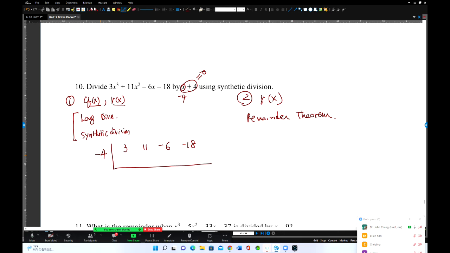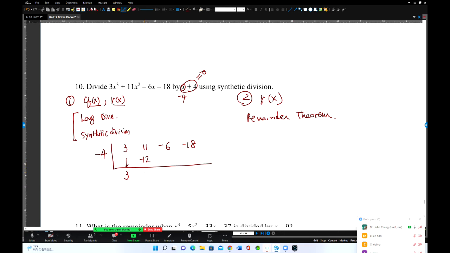The first number is untouchable. Just move it down. Don't touch this one. For the second one, multiply these two numbers and move up here. That is negative 12. But this time, in upside down division, we must use addition, not subtraction. So you will use addition over here.